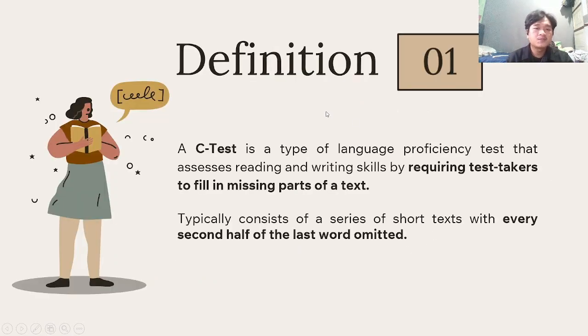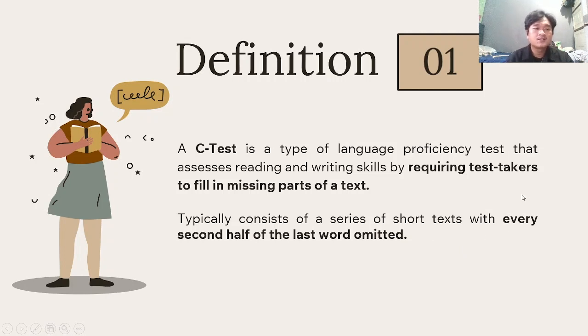For the first one, the definition. A C-test is a type of language proficiency test that assesses reading and writing skills by requiring test takers to fill in missing parts of a text. It typically consists of a series of short texts with the second half of every second word omitted.